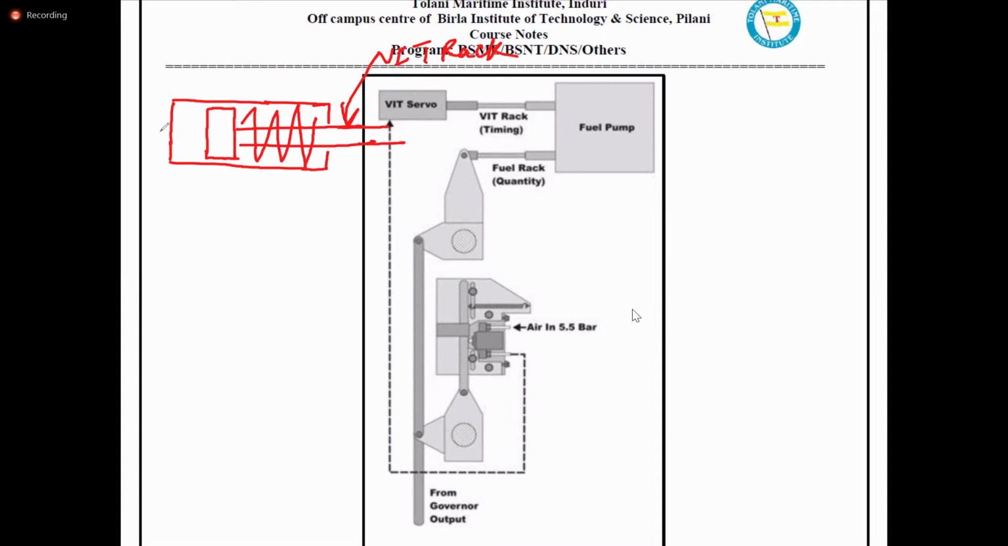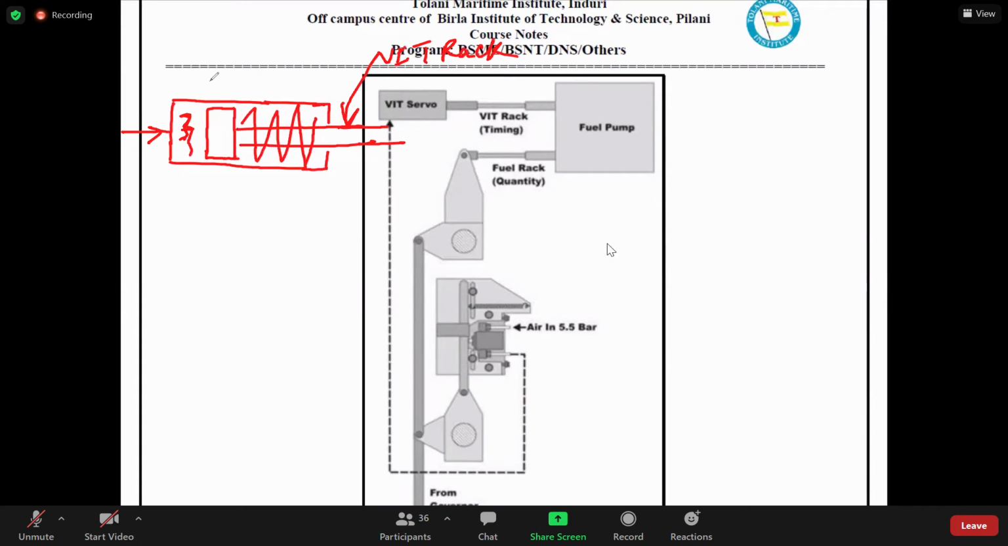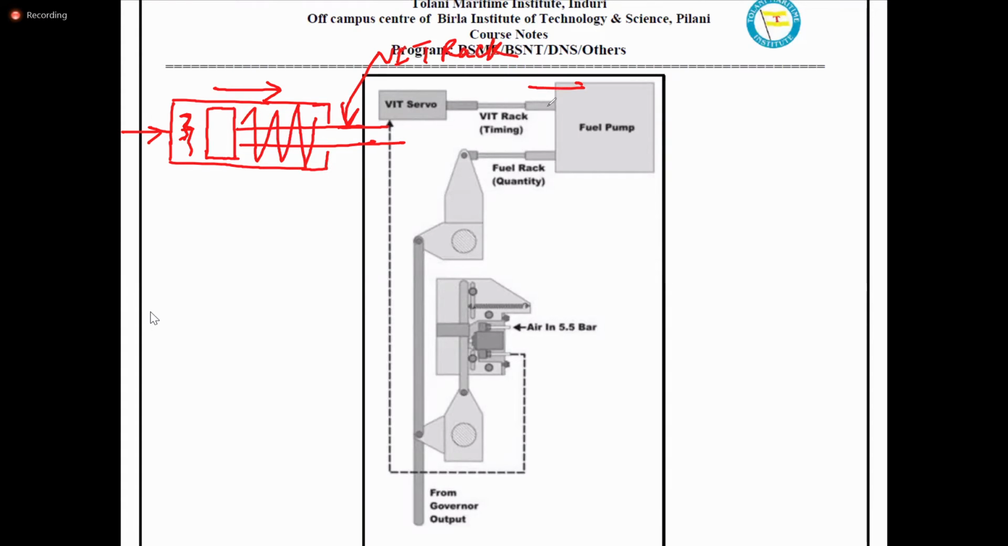So the air pressure, I am talking about this air pressure. If I increase this air pressure, what will happen to this piston? If I increase the air pressure, the piston will have a rightward motion. That means it will push the VIT rack in. Assuming that pushing in of the VIT rack causes the retardation, and pulling out is causing the advancement. So I can put it over here: retard, advance.